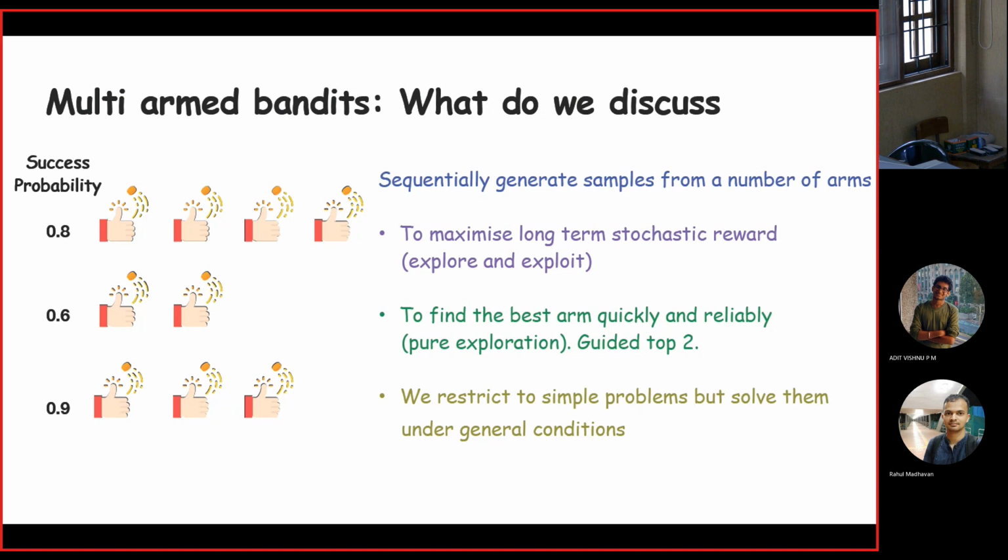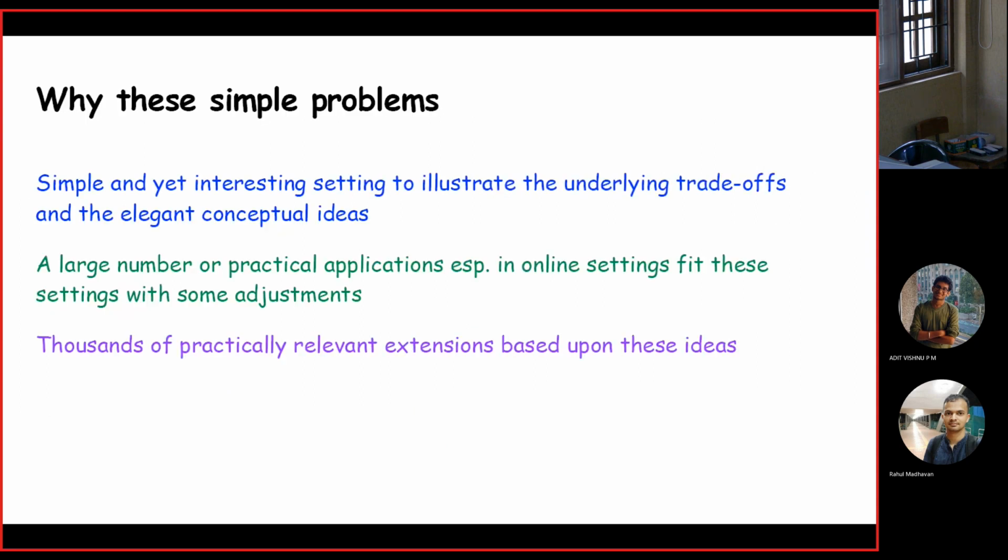So we'll restrict to simple problems, but in a way it's nice because it allows you to go deeper in more general conditions. So we'll ask ourselves, okay, under what conditions on the probability distributions can we solve this simple problem? And why those conditions are necessary. So all those issues we can delve into. Okay, so it's a simple yet elegant setting to illustrate the underlying trade-offs and the elegant conceptual ideas. And some of these are really nice ideas, you'll see.